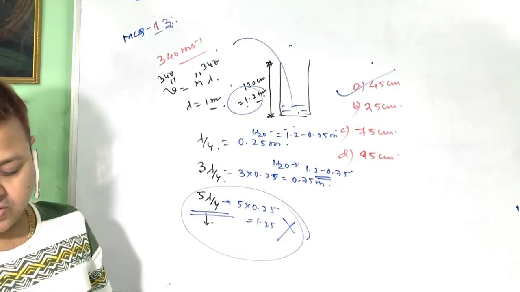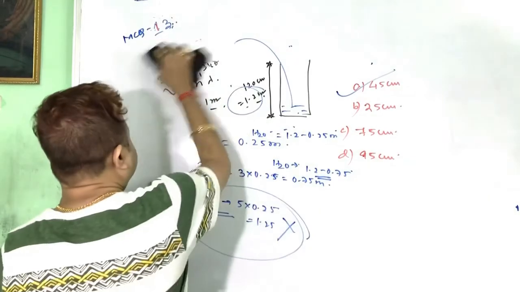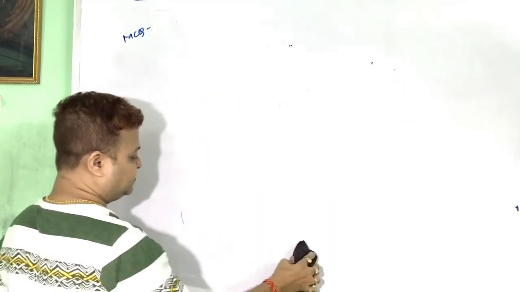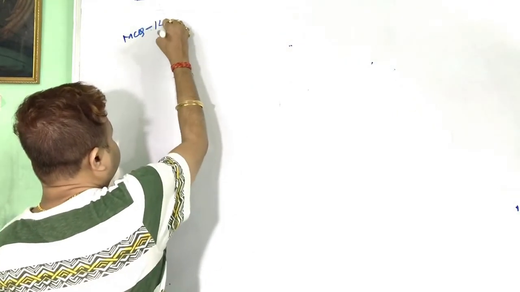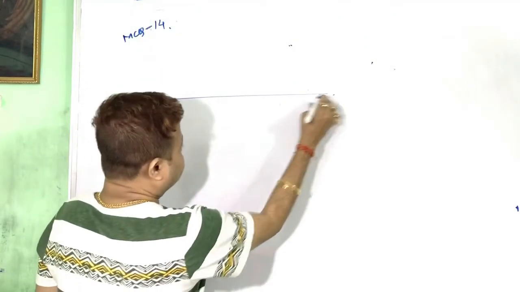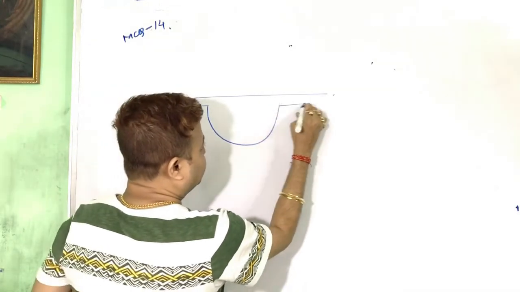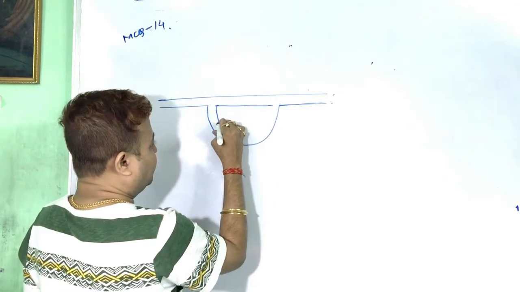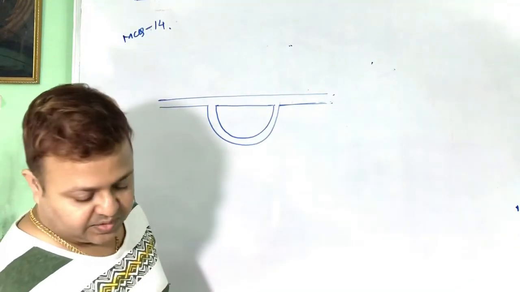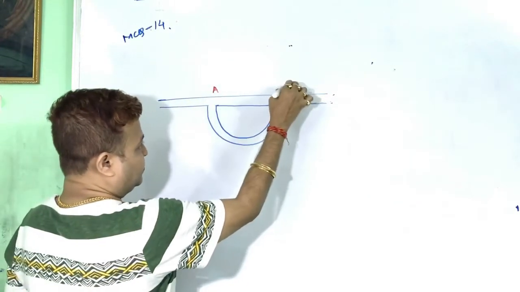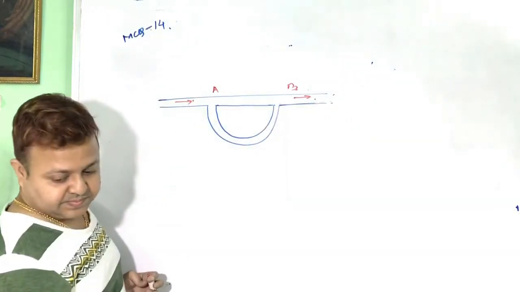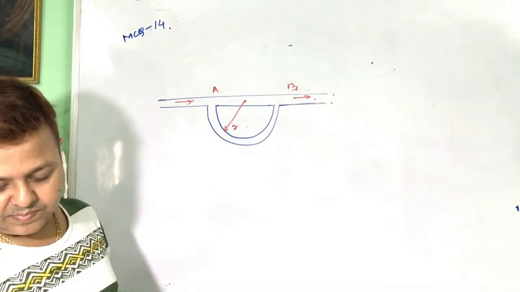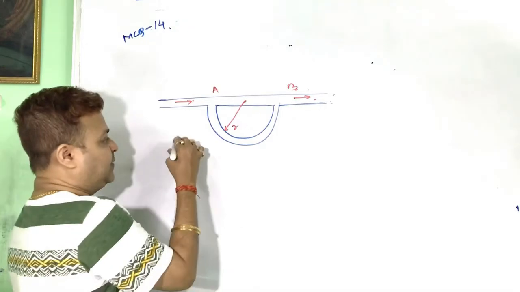Next, a sound signal is sent through a tube, as shown in the figure. The speed of sound in air is v.